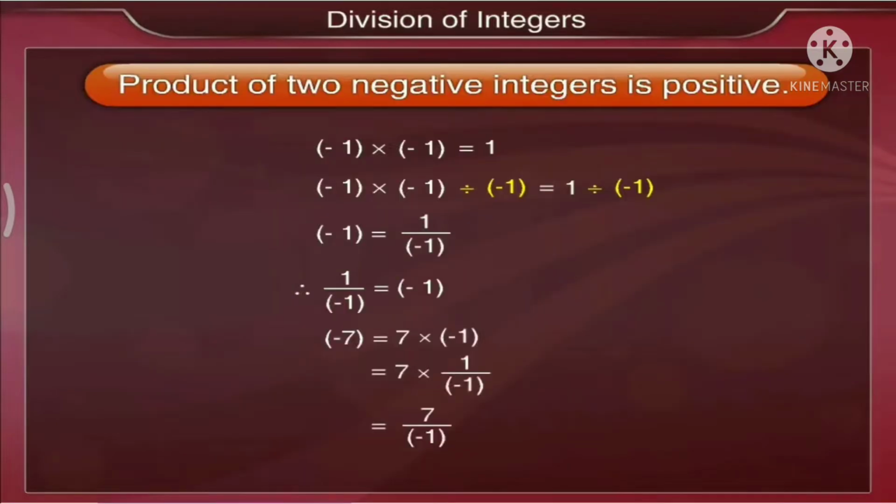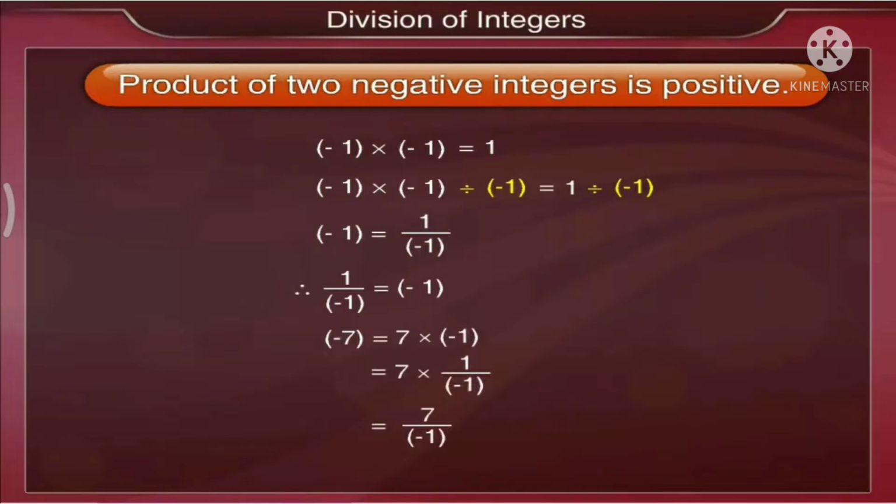Now students, we have learned that the product of two negative integers is positive. Let us see the example: if you multiply minus 1 with minus 1, your product will be 1. Clear? You will get positive 1. Now let us divide both sides by minus 1. You will get the equation minus 1 is equal to 1 upon minus 1. So therefore 1 upon minus 1 is equal to minus 1.